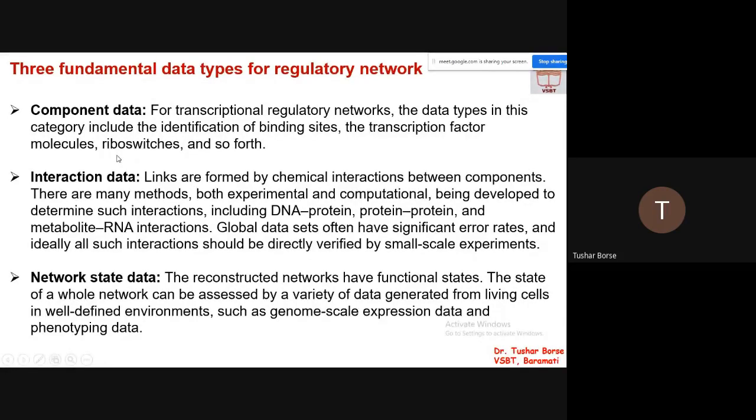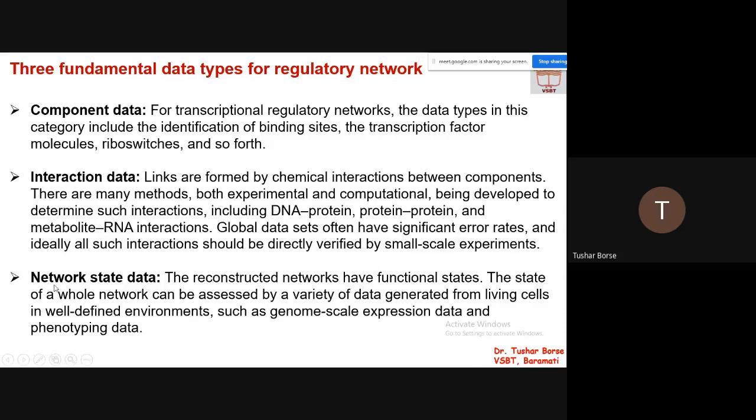Interaction, now you might have realized, has to be binding or moving apart from each other. So there is a chemical interaction which could be there, and the interaction could include the DNA-protein interaction, the protein-protein interaction, the metabolite-RNA interaction, et cetera. So if you have data of all these kinds of interactions which are taking place when the regulation mechanism is on, that kind of data is nothing but the interaction data.